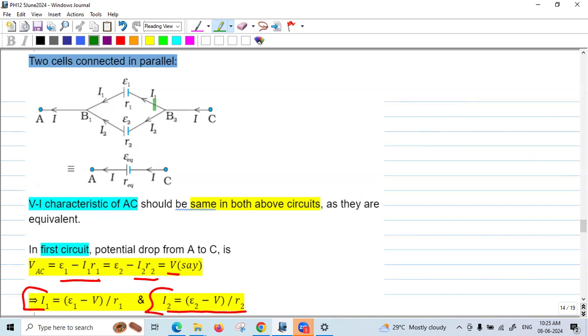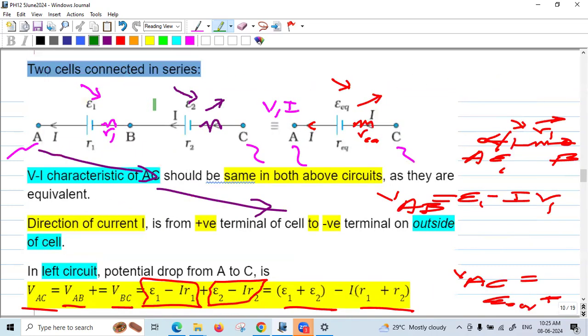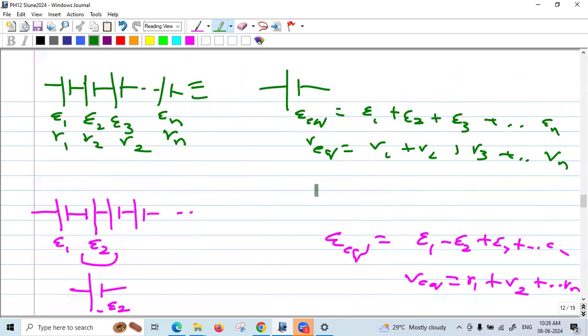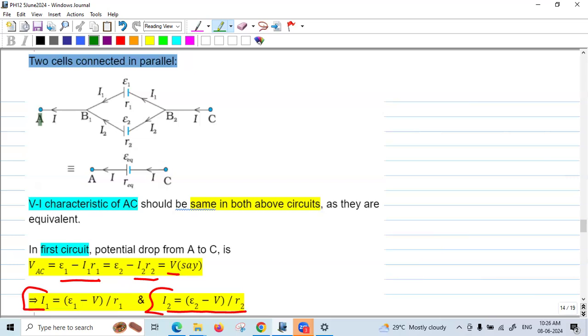When components are in parallel, the potential drop across their terminals is the same. When they are in series, the current that's flowing is the same. Here, whatever current flows in the first cell will come out here and enter here. The same thing is here, second cell. So I have to again get the relation between V_AC and I, and here V_AC and I, and then these two have to be equal. From there we get the relation between equivalent and E1, E2, R1, R2, and R equivalent and these known quantities.